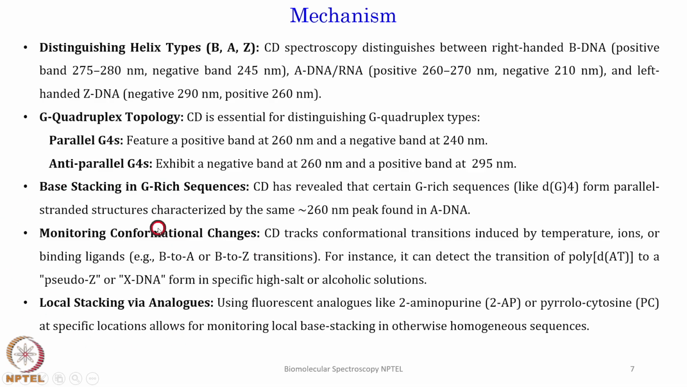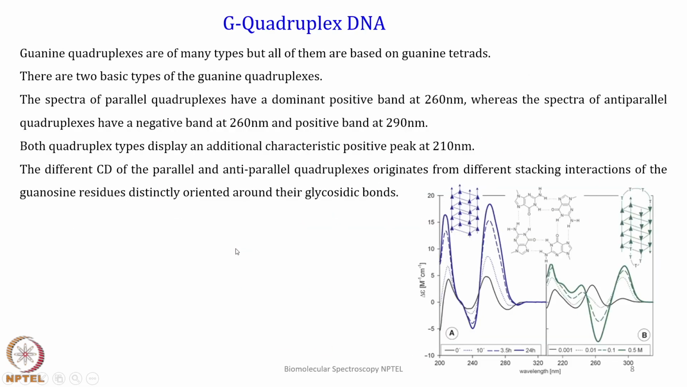And you can also have local stacking via analogs. If we replace the purine with 2-aminopurine and pyrrolocytosine, we can also see how these analogs can change the specific structure by changing the base stacking. So, all these structural perturbations that may happen because of the solvent effect, because of high salt, or because of analog incorporation can be studied using CD.